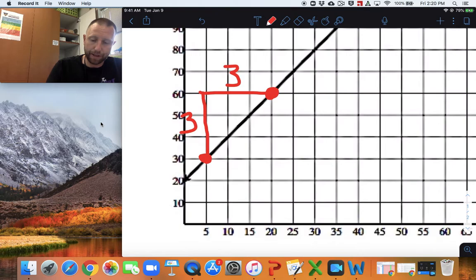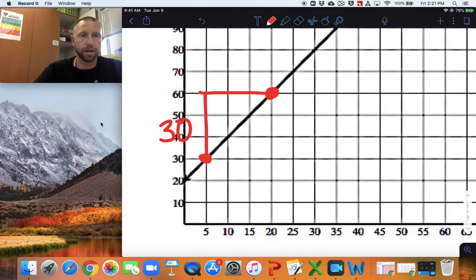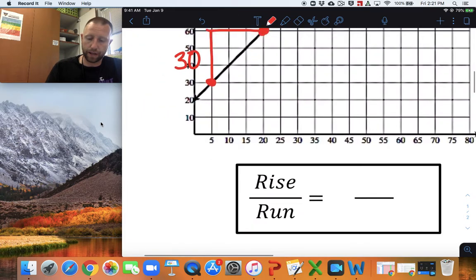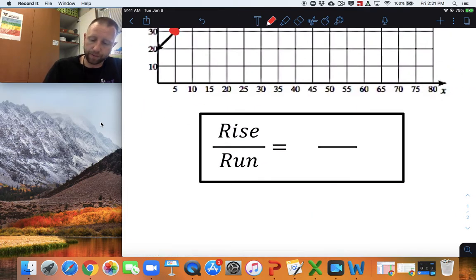Instead, let me erase those numbers because they're wrong. Instead, we're counting by tens on the y-axis. So I'm not just going up 3 lines, I'm going up 30. Same thing, I'm not going over 3 because I'm counting by fives. I actually went over 15, right? 5, 10, 15, 20. I start at 5 and I end at 20. So what I'm going to put here for my rise over my run is 30 over 15.